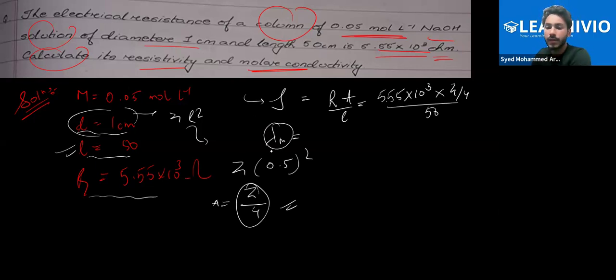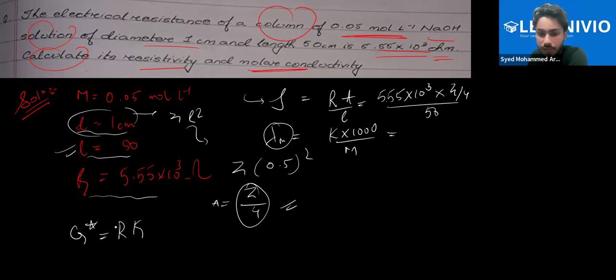And now what is lambda m? Lambda m is my K multiplied by 1000 divided by molarity. Understood? Now what is the value of K? Can you find it? How are you going to find the value of K? Just remember the formula, G star equals R into K. Is G star given to me? Yes, because L by A is the G star. So if you just find L by A, you will get your answer.